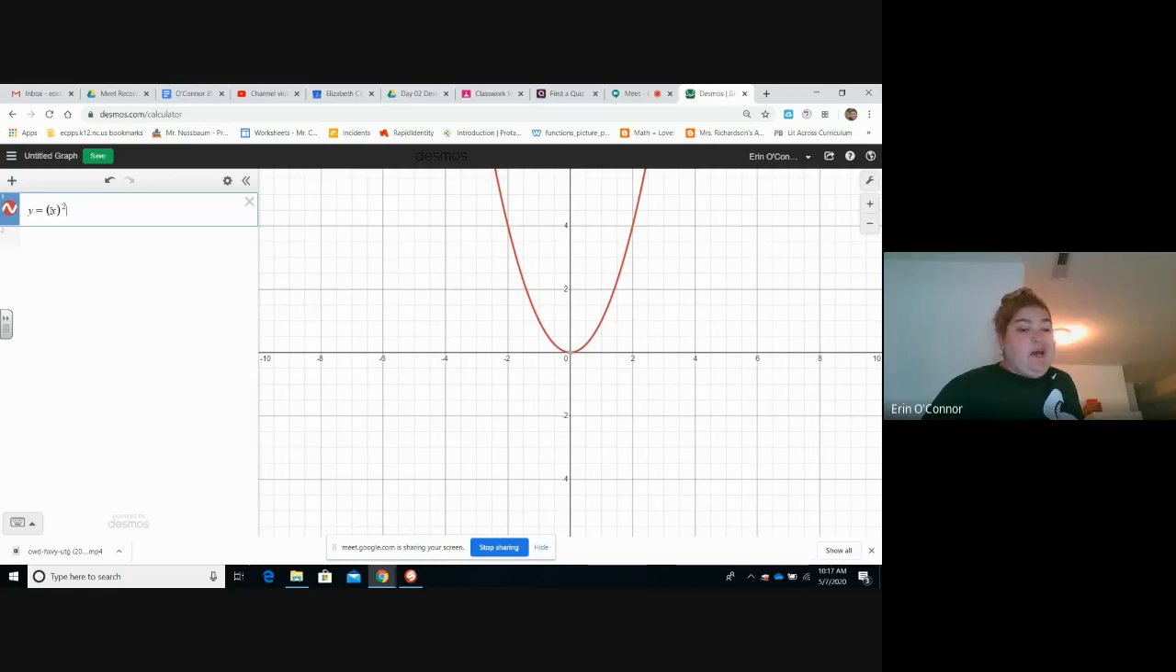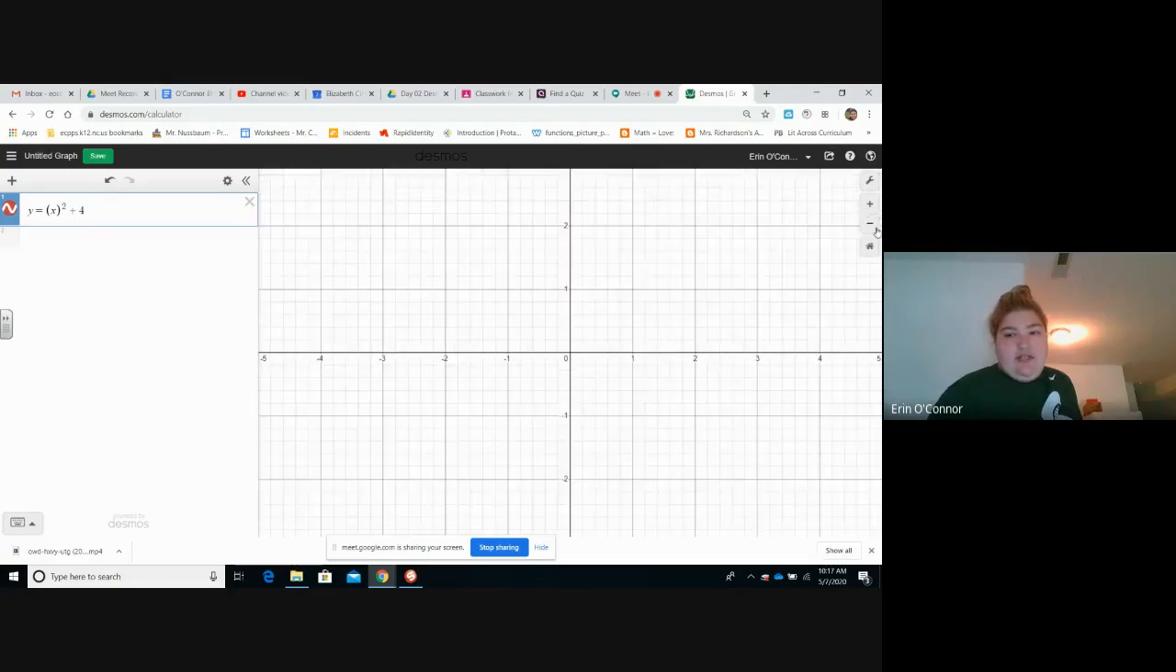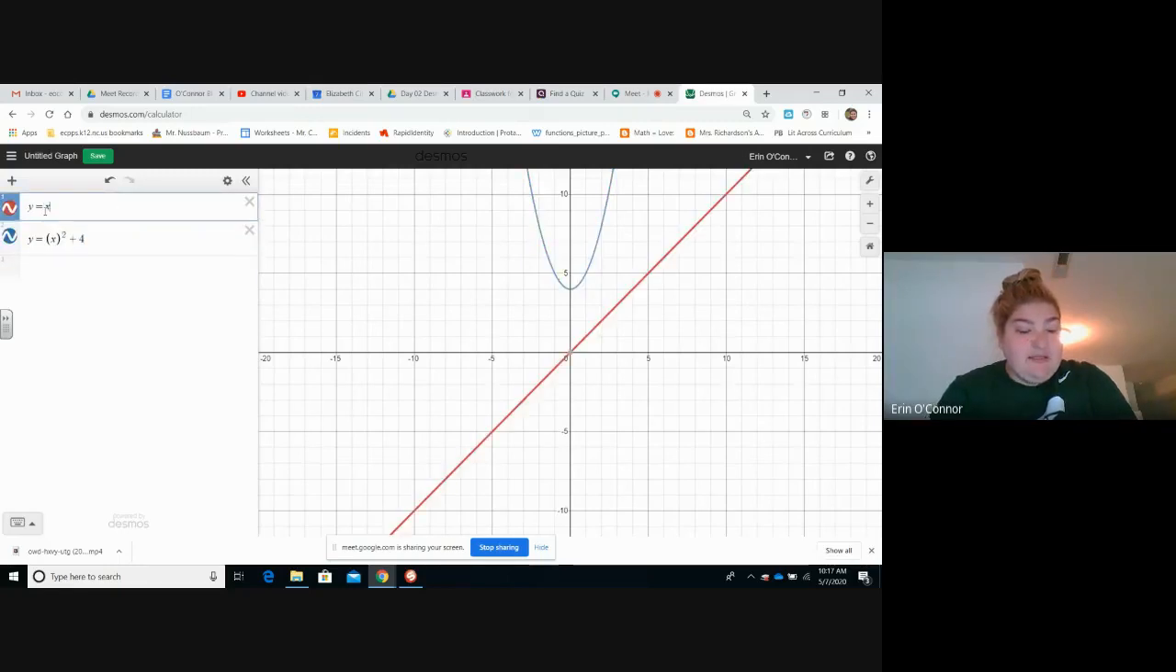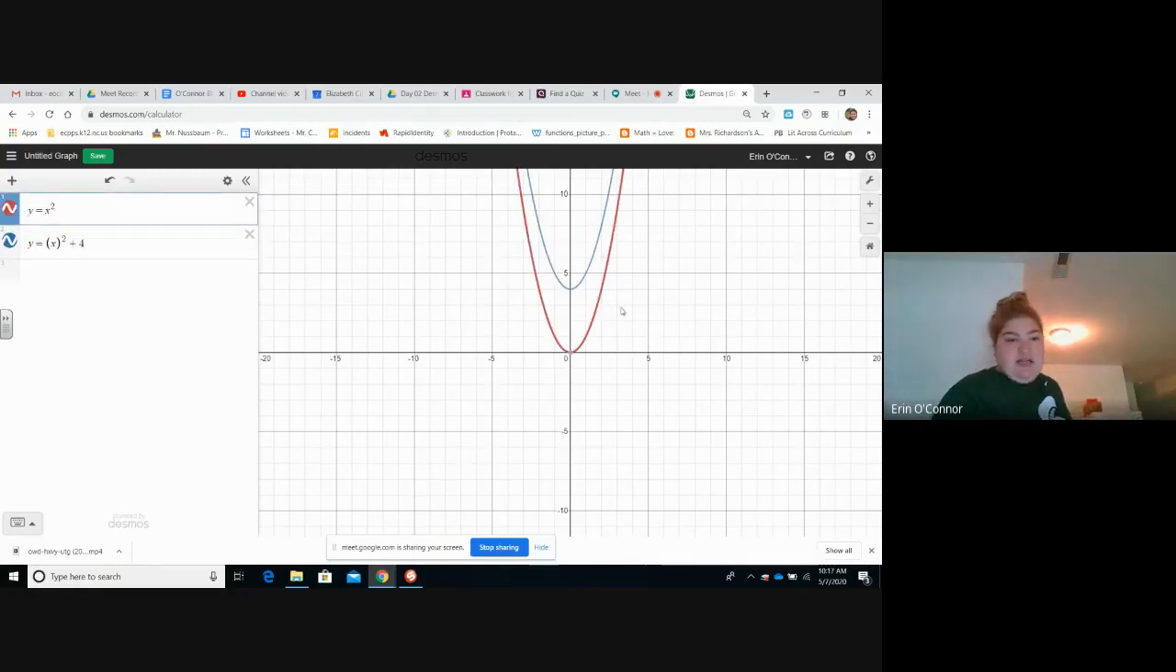Now, k is what's being added or subtracted. So if I want to move it up, what do you think I'm going to do? Well, I'm going to add something. So let's say add 4. And as you can see, I'm going to zoom out. This is my most basic function. We're going to keep the most basic up here. If I have x squared here, that's the red, and I add 4, I get the blue. See how I move up?